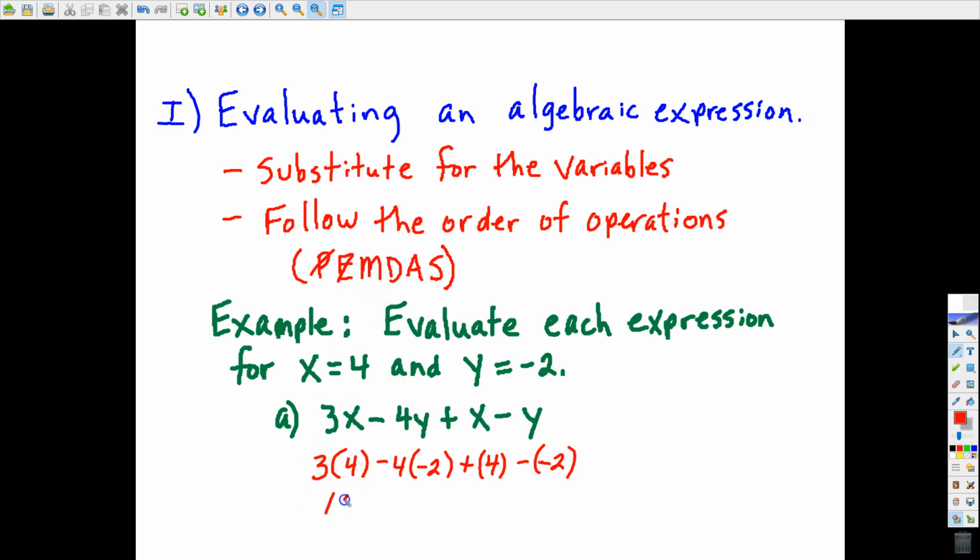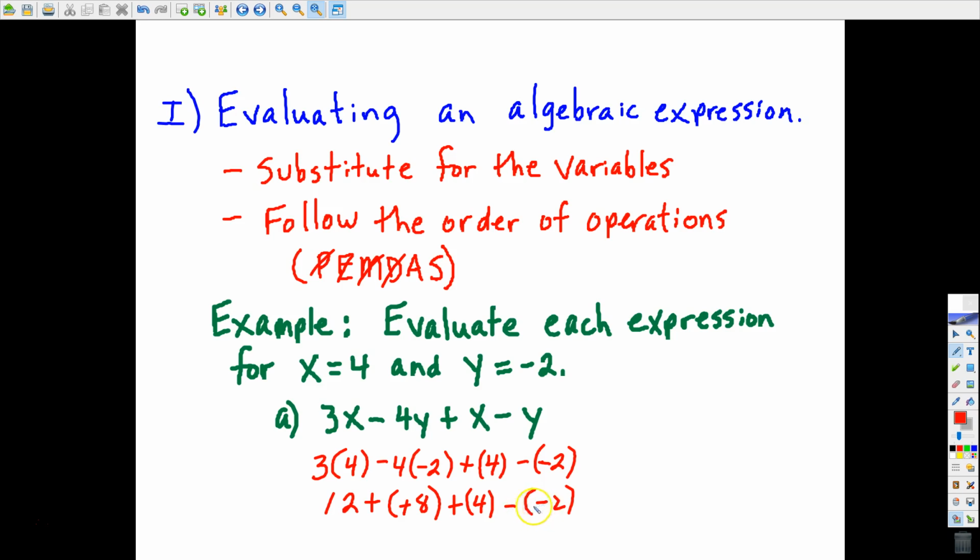3 times 4 is 12. And I'm going to bring down this minus sign, and then 4 times negative 2 is negative 8. I'm going to bring down everything else because nothing else involves multiplication or division. And now finally, I'm going to take care of any addition or subtraction. And as we look at this problem a little closer, we notice that we actually don't have subtraction at all because subtracting negative numbers is addition. So I'm just going to make this become plus.